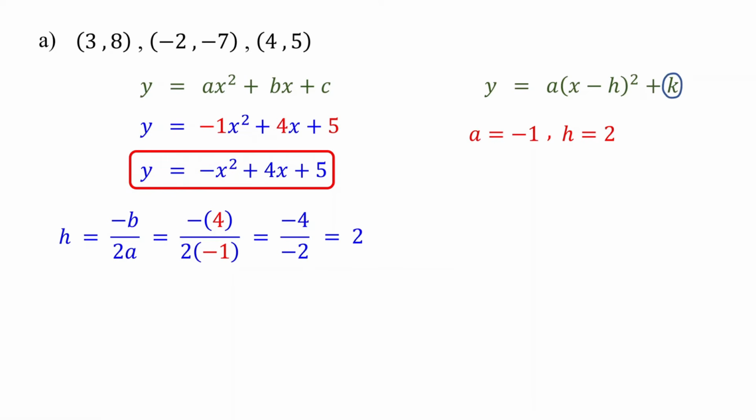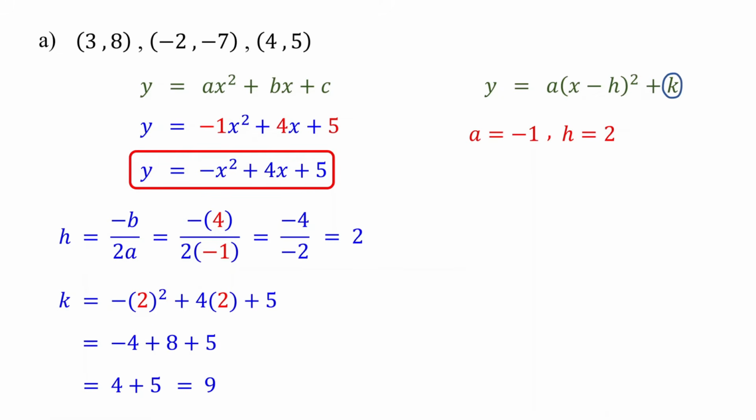K represents the y-coordinate of the vertex, and we find it by substituting the value of h back into the equation in standard form. This is going to give us 9. Therefore, the value of k is 9.